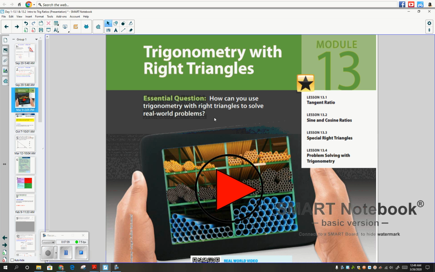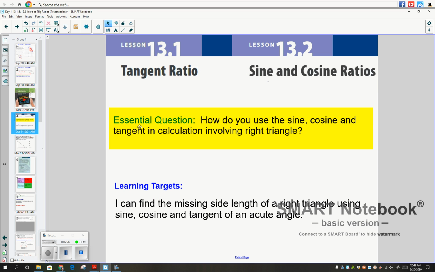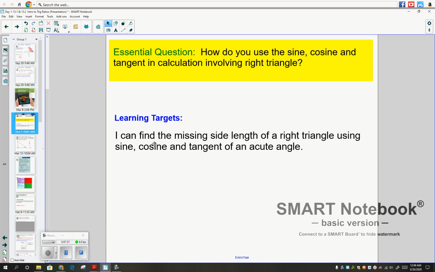Well, today we're going to start 13. We're going to look at how we can use trigonometry with right triangles to solve real-world problems. Well, we're not going to get to that today. What we're going to do today is going to help us get there, and we're going to look at that next week. The essential question today and for the next couple of days is how can I use sine, cosine, and tangent in calculations involving right triangles? How can I find missing sides? Well, we're going to get there. Maybe not today, but we will get there.